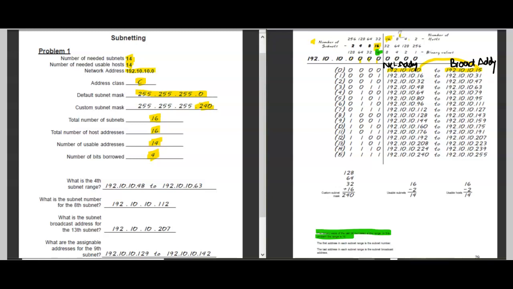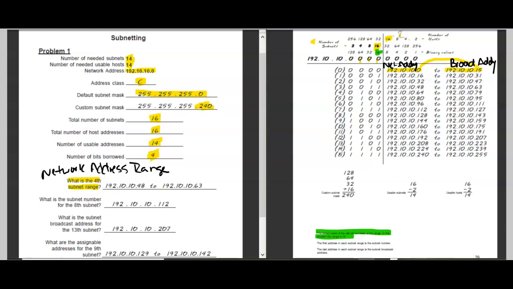Now I want you to look over here on the left side. It says, what is the fourth subnet range? I never talk about subnet ranges. I always say network address range. So what's the range for my network? You have to go through first of all, and range this all out. I always tell students, range it out as far as you need to go.